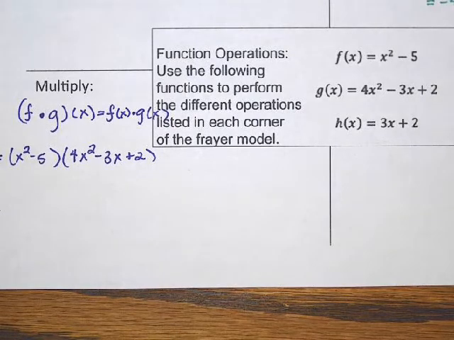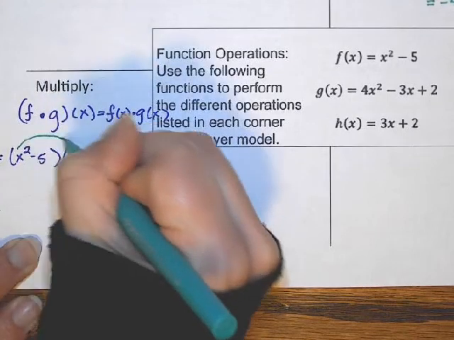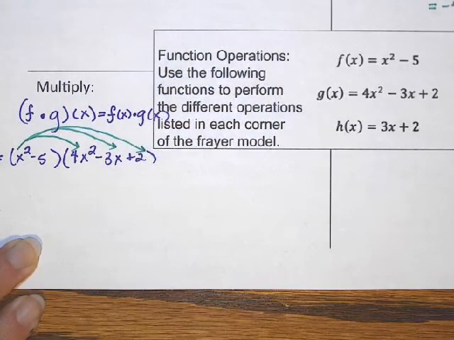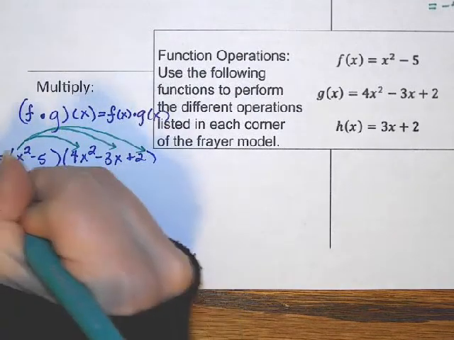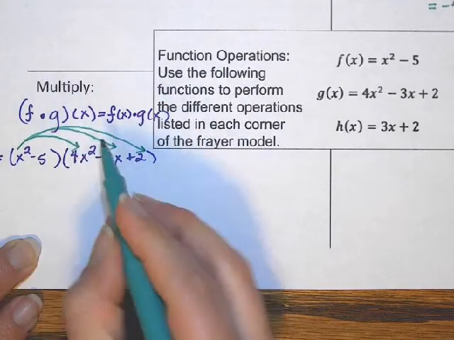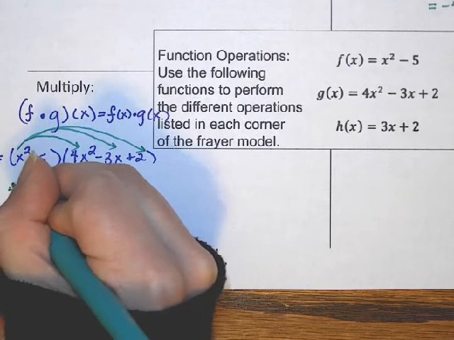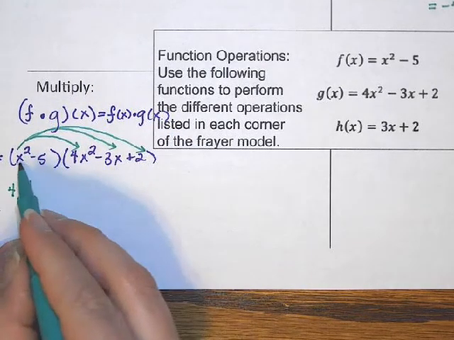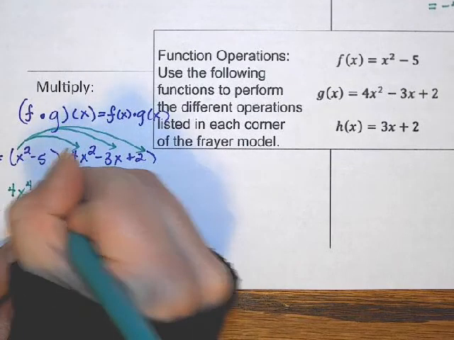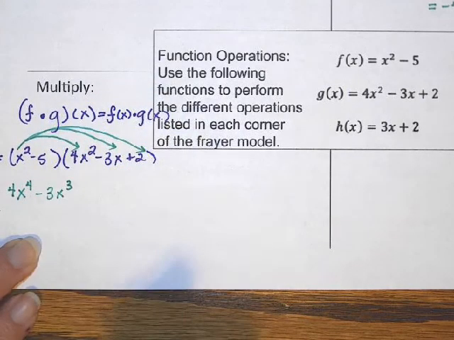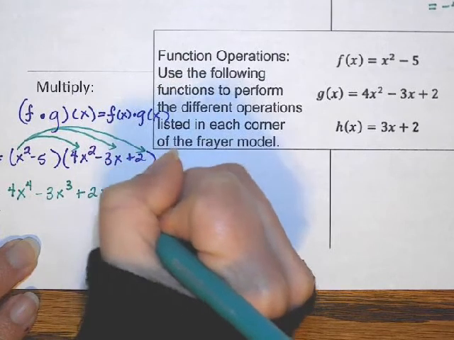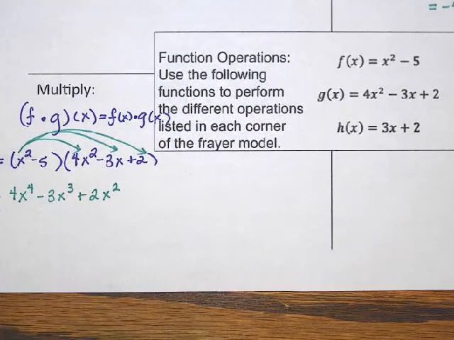So maybe with a different color, I'll try to separate the different pieces. I'm going to start with taking x squared and multiplying it by all 3 of the components in the second parentheses. Remember exponent rules, so if I do x squared times 4x squared, that's going to give me 4x to the 4th. If I do x squared times negative 3x, that's going to give me negative 3x cubed. And x squared times positive 2 is just going to give me positive 2x squared.